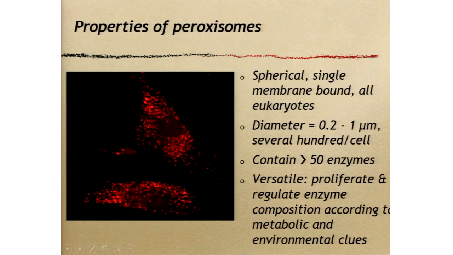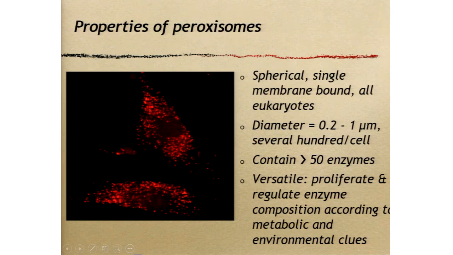So this is just a slide of what peroxisomes look like. These are skin fibroblasts from a control individual that have been fixed and permeabilized and stained with an antibody that either recognizes peroxisomal membrane proteins or the matrix enzymes inside. And what you can see are hundreds of these spherical single membrane bound organelles that are present in all eukaryotes.